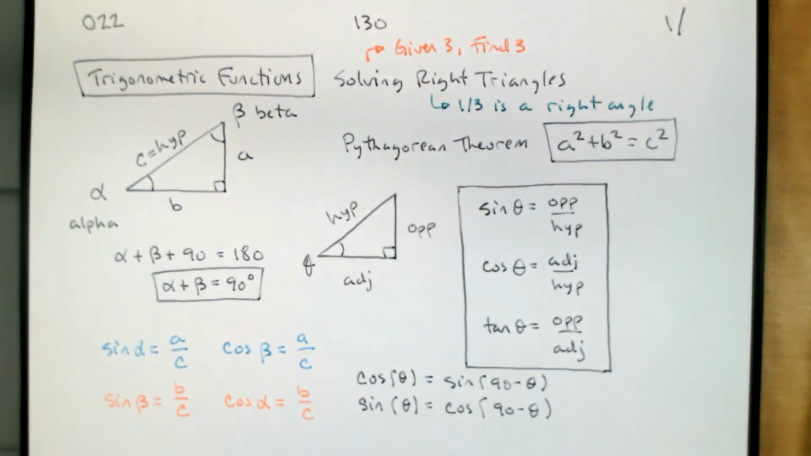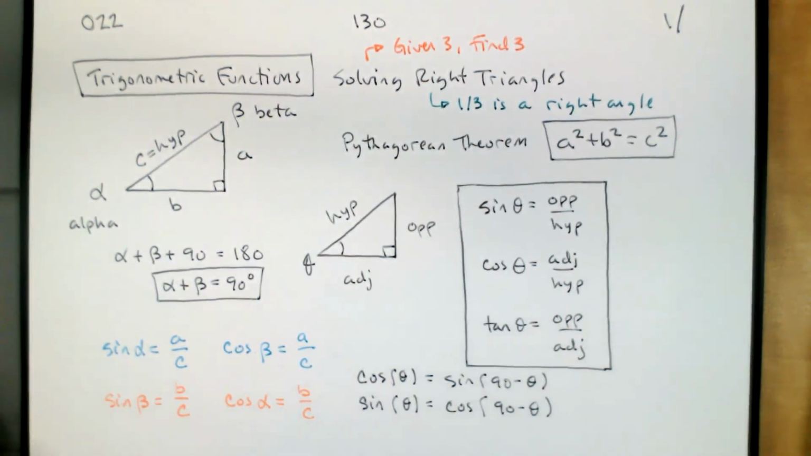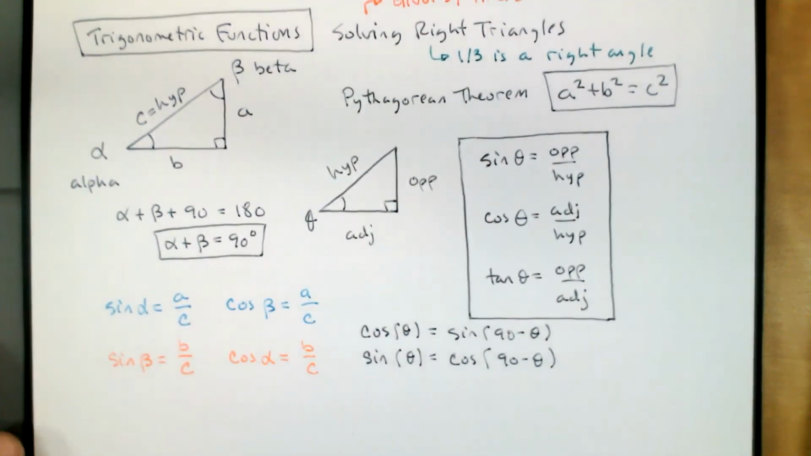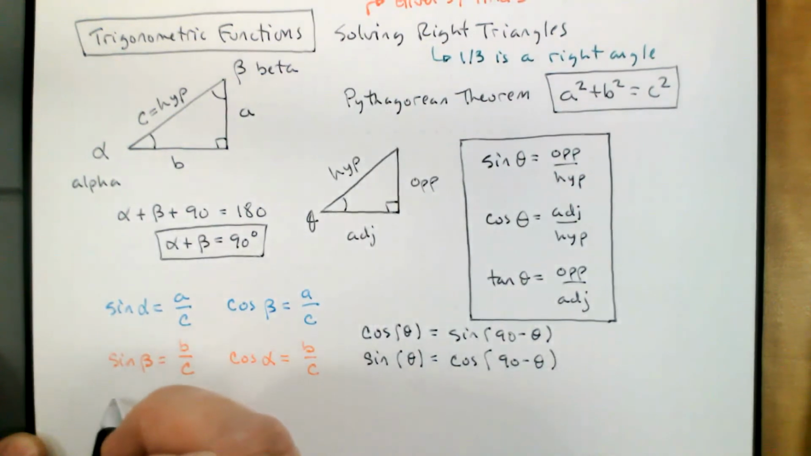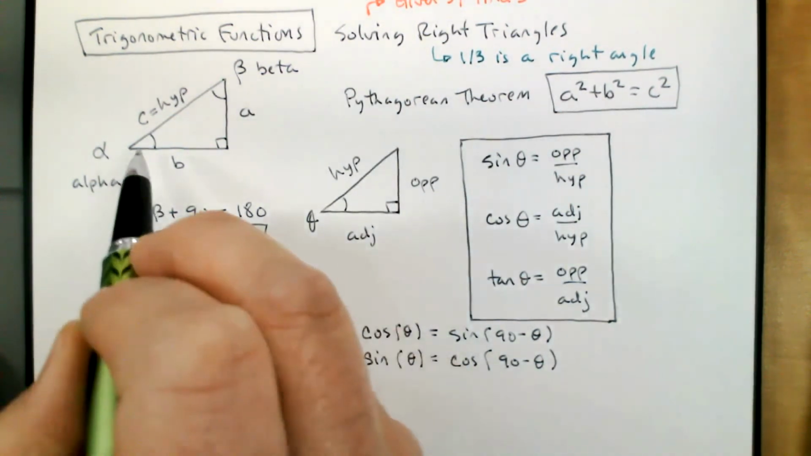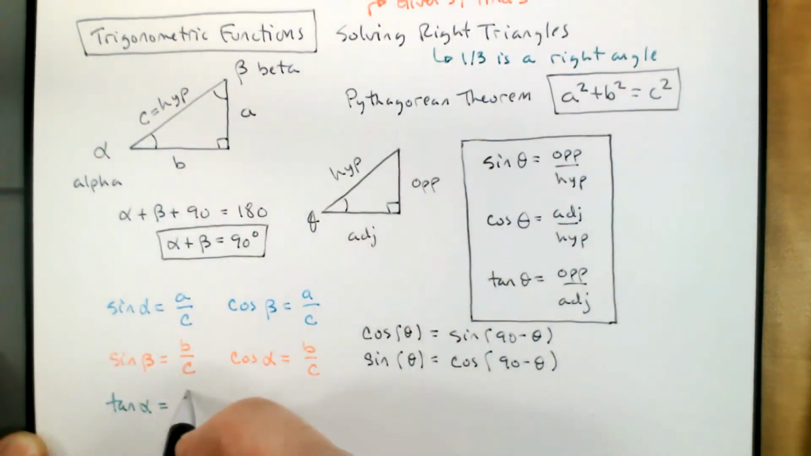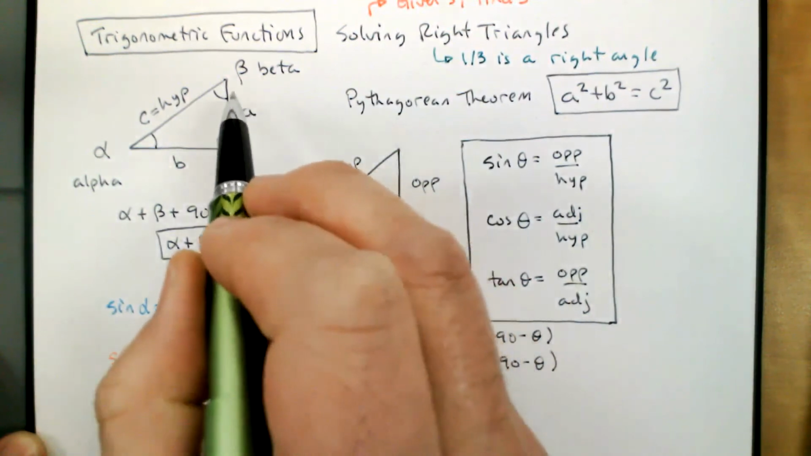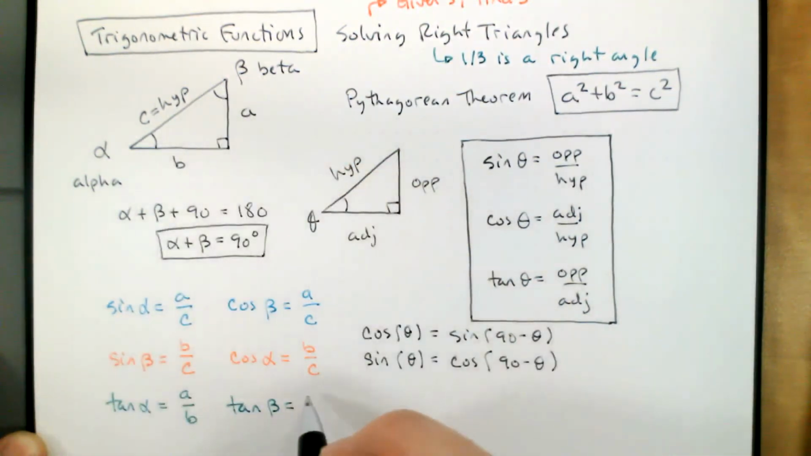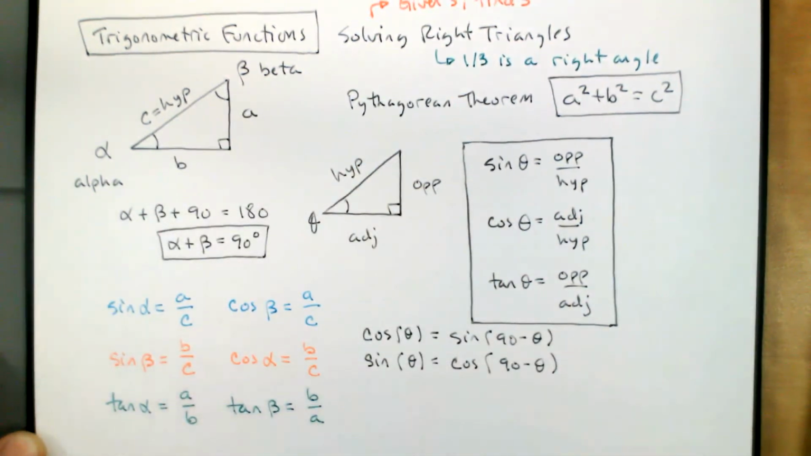We can also do a similar thing with tangent, although I haven't defined cotangent yet, so I don't have the cofunction for tangent. But if we look at the tangent of alpha, it is opposite over adjacent, so that would be A over B. And the tangent of beta would be opposite over adjacent, and then to flip things over, B over A.